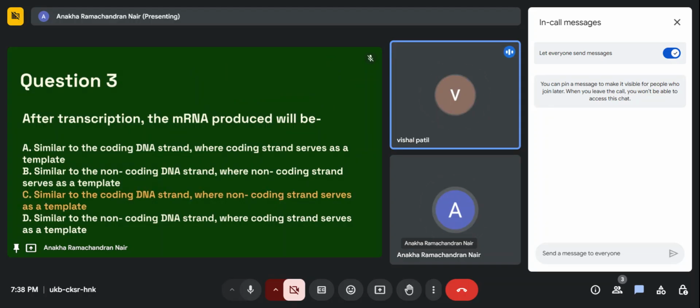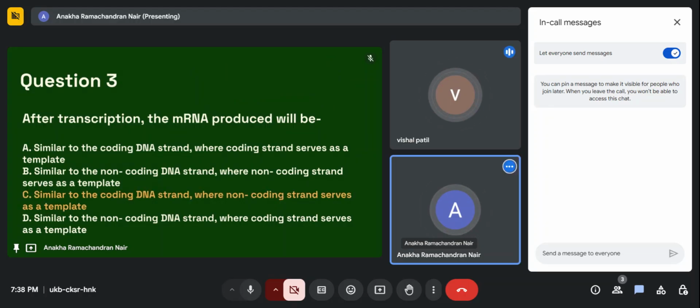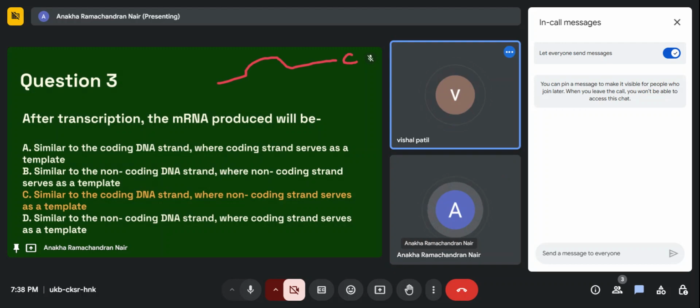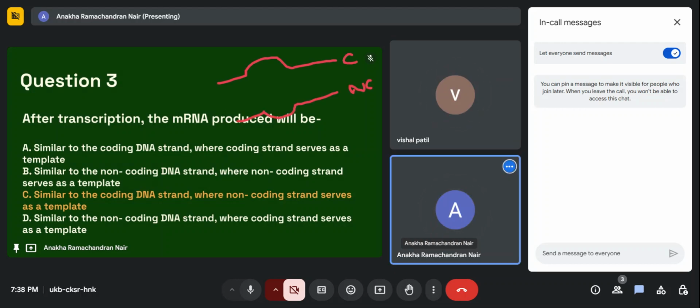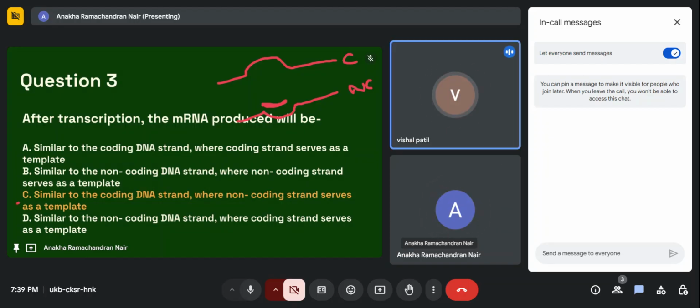So that means the mRNA that is produced in this case, if this is the coding strand and this is the non-coding strand, and here the mRNA is being produced, is similar to the coding strand. That means it is the same sequence as the coding strand, and it is the non-coding strand that is serving as the template for the mRNA. So the correct answer is option C.